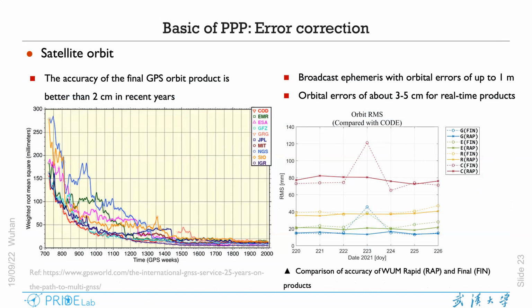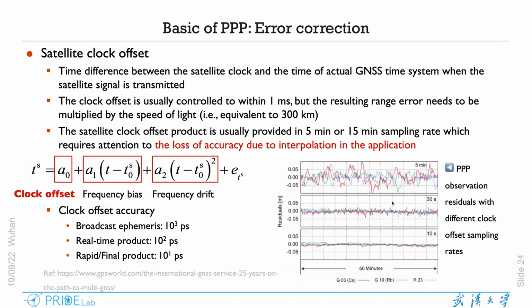The broadcast ephemeris have the orbit error of up to 1 meter, but we can use the broadcast ephemeris for real-time positioning. But if you are going to do some post-processing, you can choose the final satellite orbit product to achieve millimeter level positioning precision. And this shows the errors from the IGS rapid and final orbit, shows the comparison.